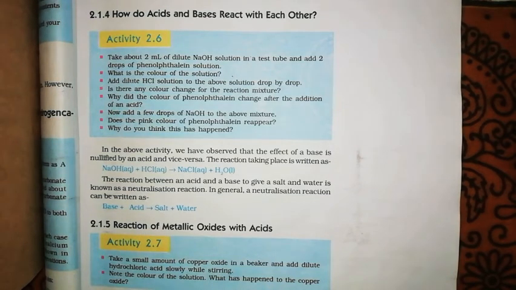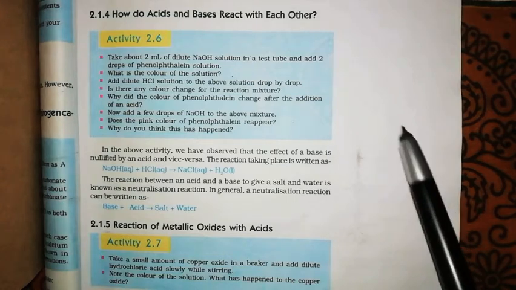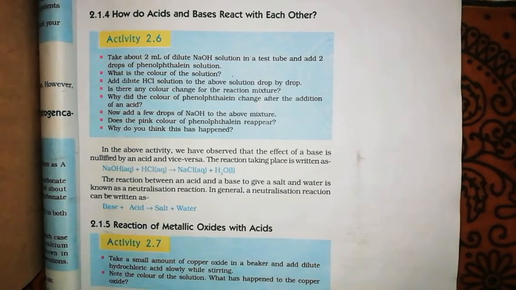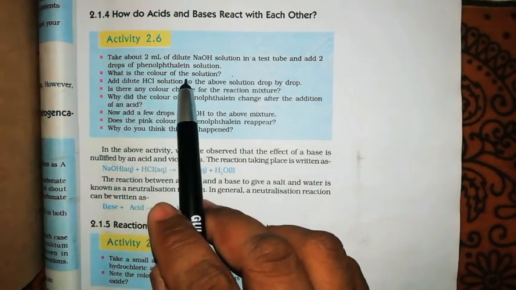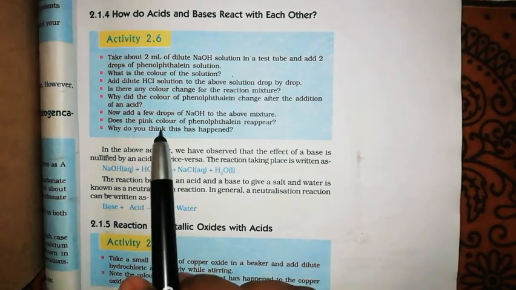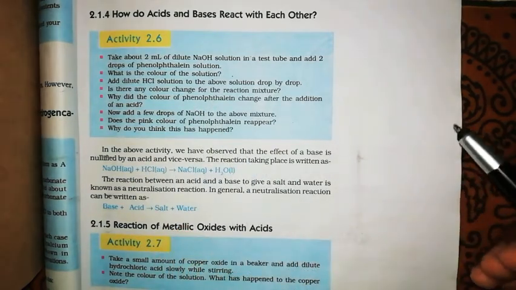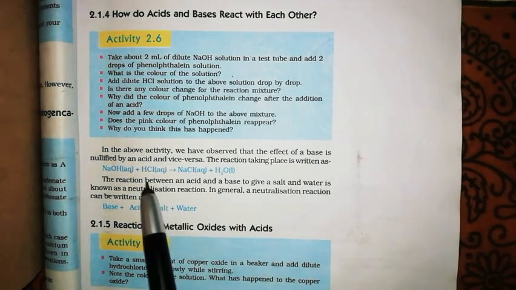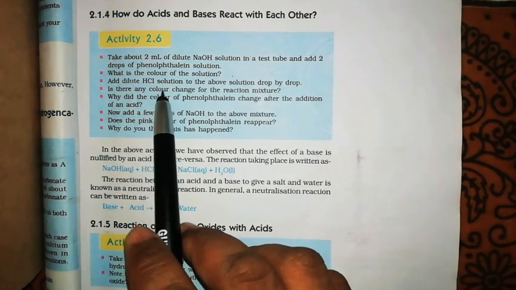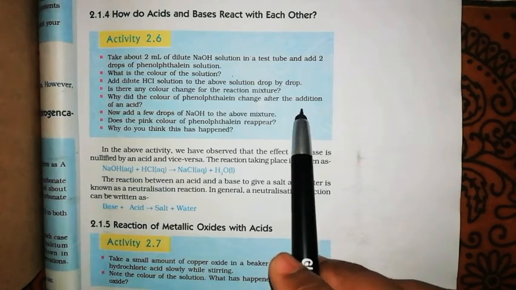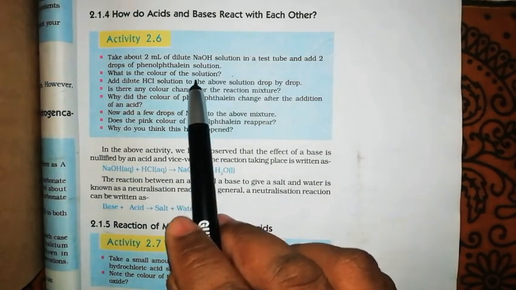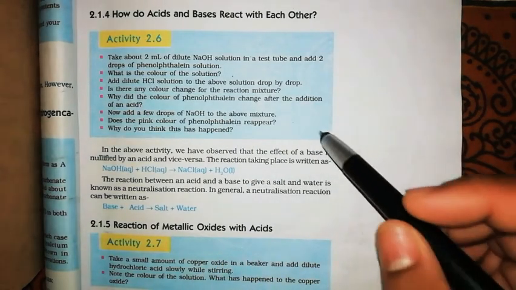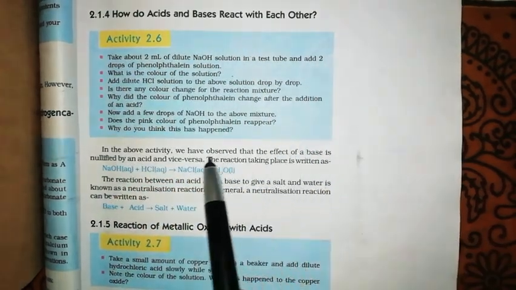I just want to make a very short note of what is actually given in this activity. You should take 2 ml of dilute sodium hydroxide and add 2 drops of phenolphthalein solution. Phenolphthalein is normally colorless, but when it is added to the base, as we learned in 9th standard, it turns pink, right? So when we add dilute hydrochloric acid drop by drop into that solution of sodium hydroxide, slowly a change of color takes place.